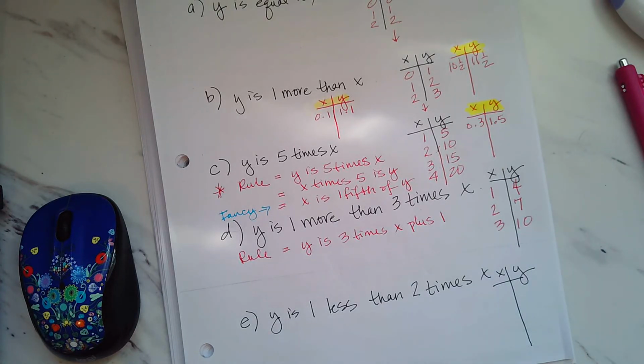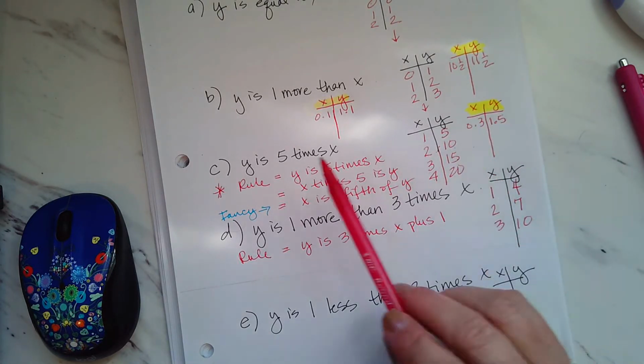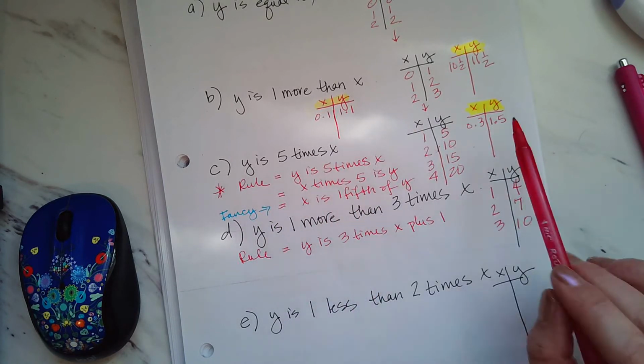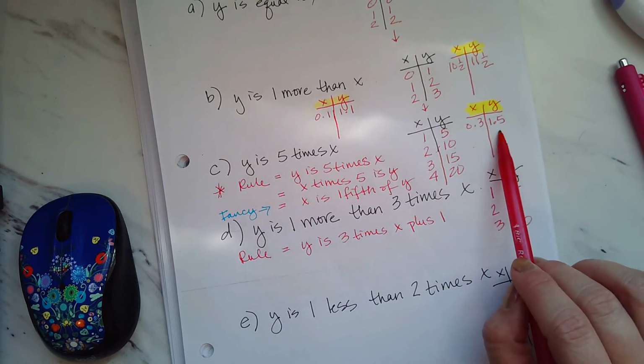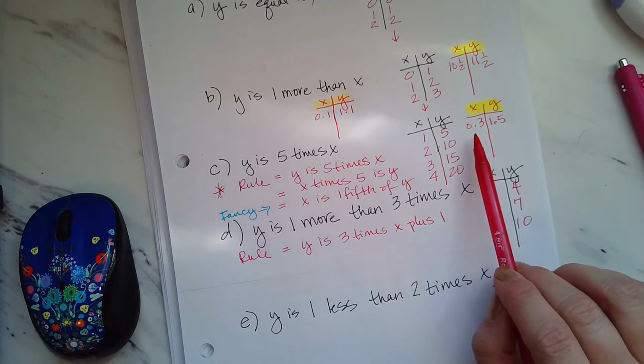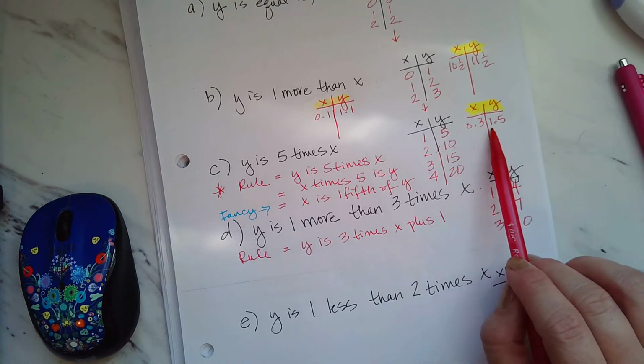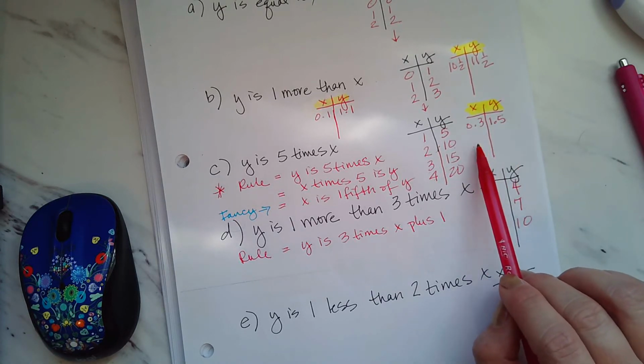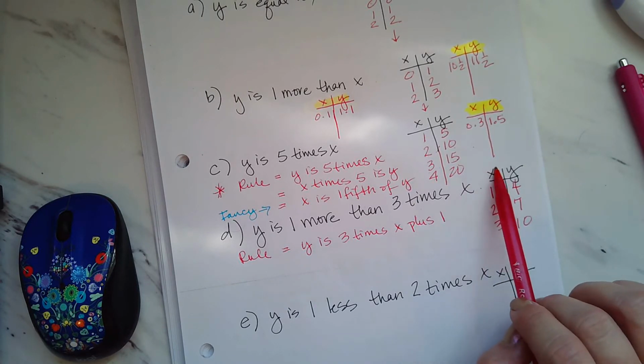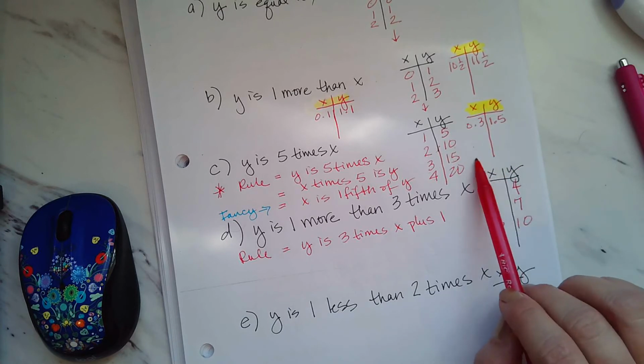And then this one right here, Y is 5 times X. So Y is 5 times X. So 0.3 times 5 is 1.5. Could you keep this going? 0.4, 0.5, 0.6, and then figure the x and y coordinates out.